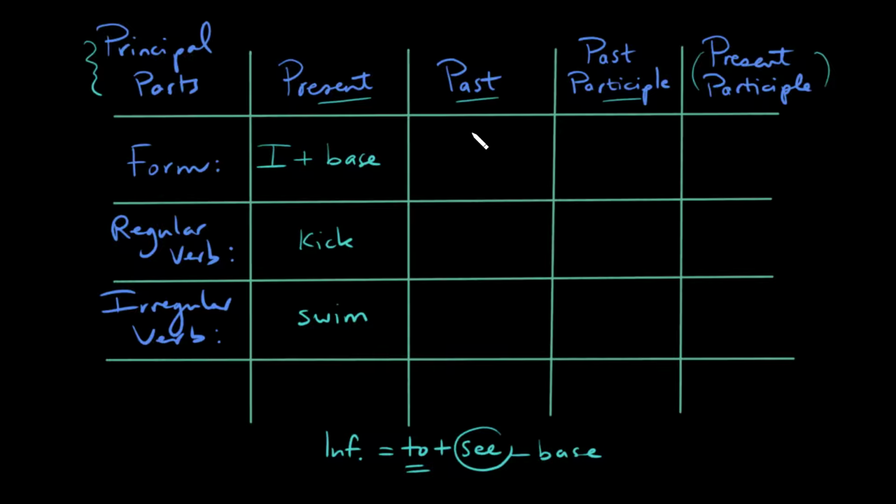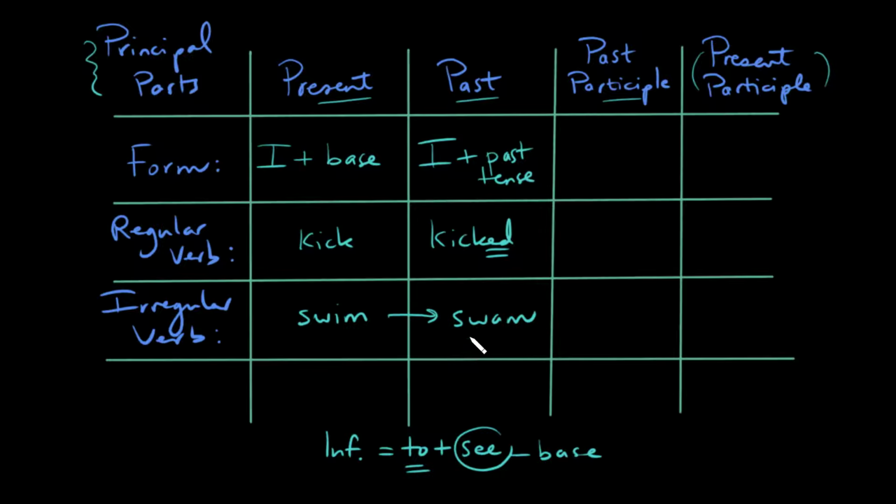Then we have the past, and this is essentially the past tense if you add it to I. So I plus the past tense. And for a regular verb, all we do is we add ed. So I kicked. Very simple. Okay, so look out for that ed ending. And then the irregular verb, this is where you start to see the change. This one changes to I swam.